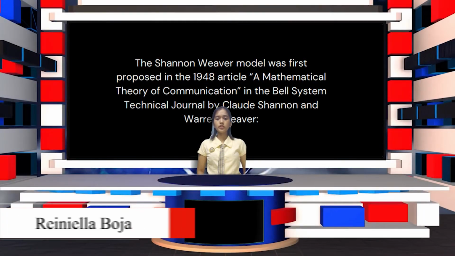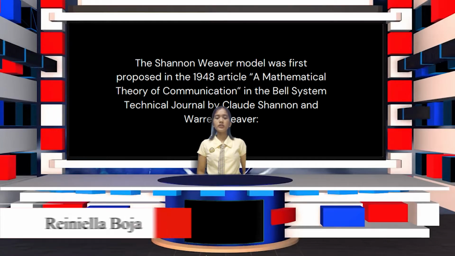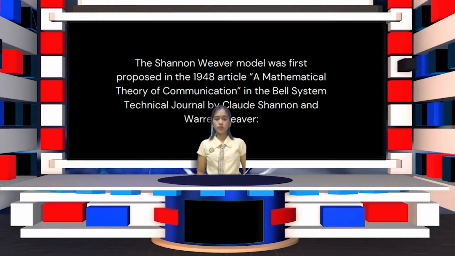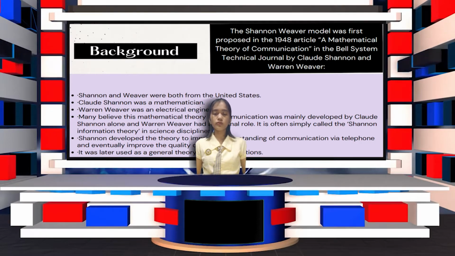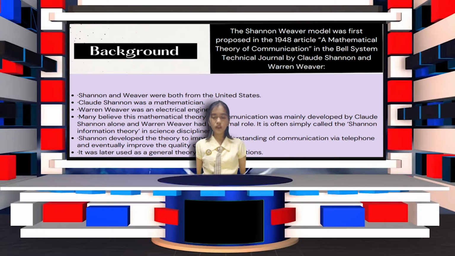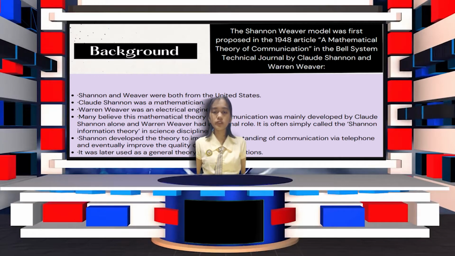The Shannon-Weaver model was first proposed in the 1948 article, A Mathematical Theory of Communication, in the Bell System Technical Journal by Claude Shannon and Warren Weaver. Shannon and Weaver were both from the United States. Claude Shannon was a mathematician, while Warren Weaver was in electrical engineering.